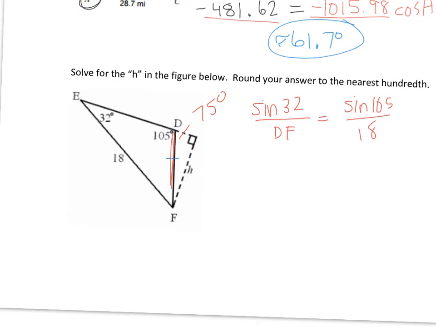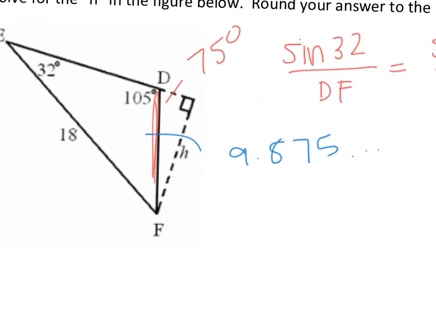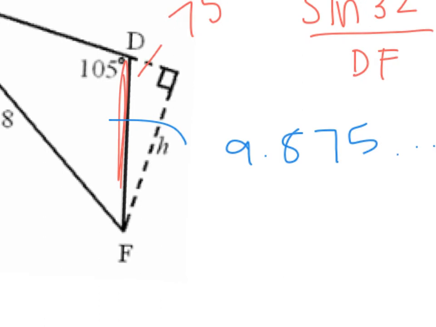So this segment ended up being, to the nearest, 9.875, etc. in my calculator. And so now you have this triangle right here, this right triangle, and you have the hypotenuse. This is the hypotenuse because it's opposite the right angle. And you want to know the opposite. The opposite of 75 is the h.